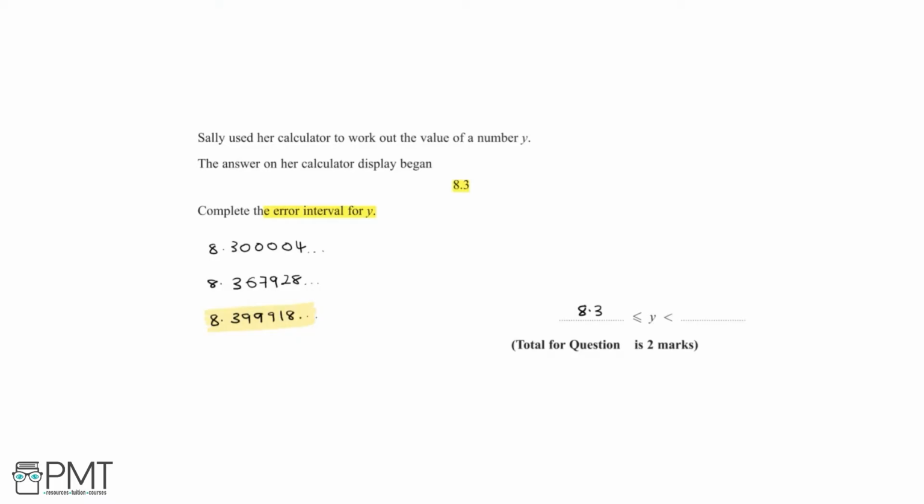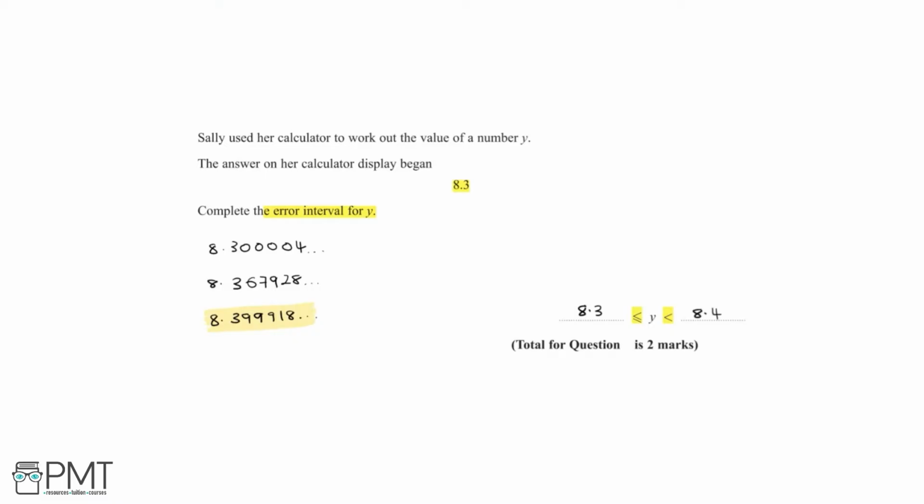Now looking at the error interval provided for us, we have a less than or equal to sign on the left hand side, and a less than sign on the right hand side. Since we have 8.3 on the left hand side, y can be greater than or equal to 8.3, and so we've included 8.3 in our error interval because 8.3 still begins with 8.3. We said that 8.39 recurring still begins with 8.3, but 8.4 doesn't, and so we can put 8.4 on the right hand side.